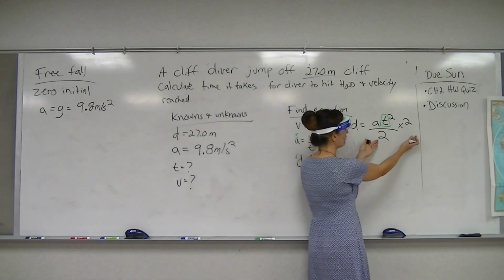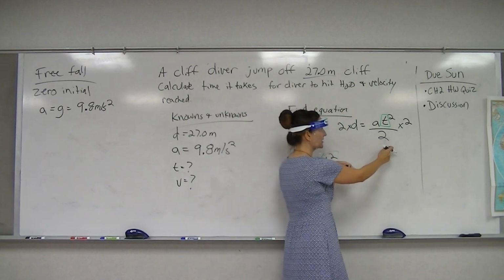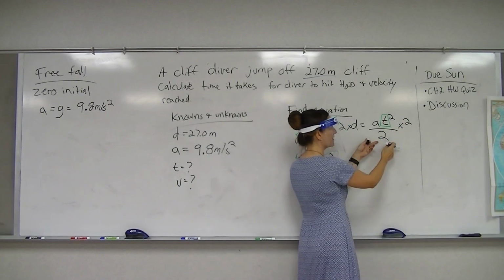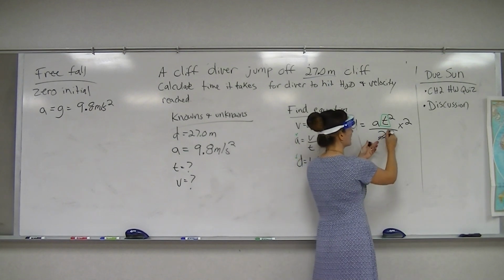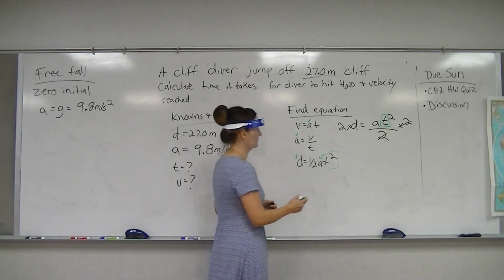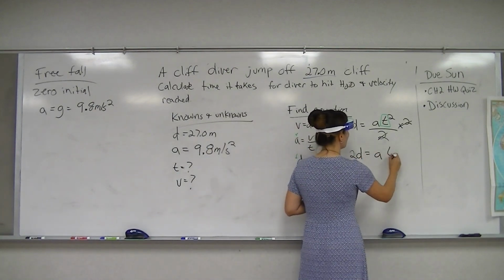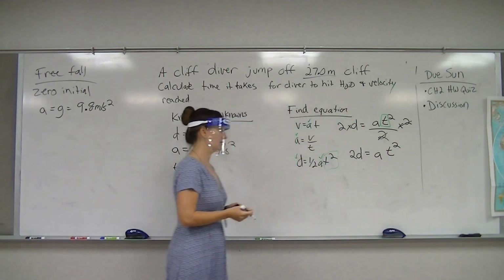What's going to happen over to the right here is now I have 2 in my numerator and a 2 in my denominator, right? Opposite sides of that horizontal line. So they're going to cancel. So I have effectively gotten rid of the 2 on that side of the equation. So now it looks like 2d is equal to at squared.